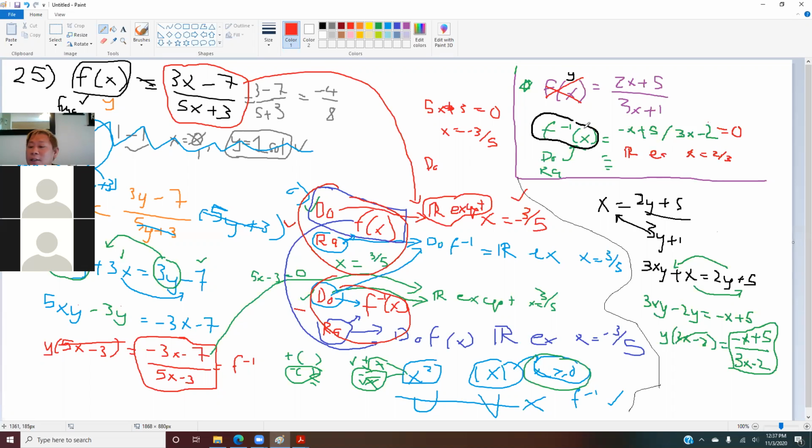Okay, so this is the domain for the inverse function. It's all real numbers except x equals 2/3. And then the range is taking the domain of the original function. Again, you set this equal to 0 and you get negative 1/3. So your range in this case is all real numbers except x equals negative 1/3. So this is your answer for this question here.